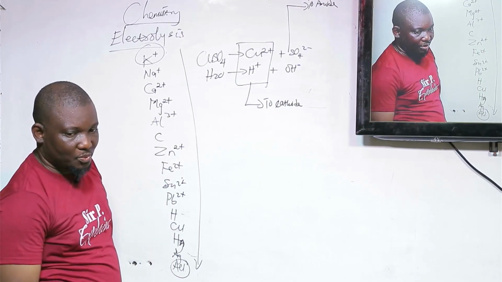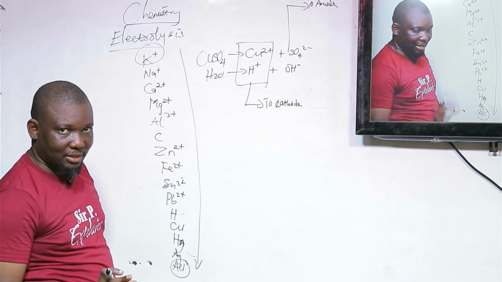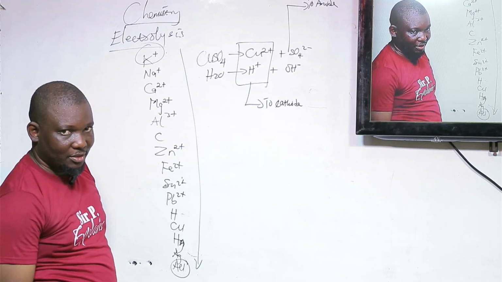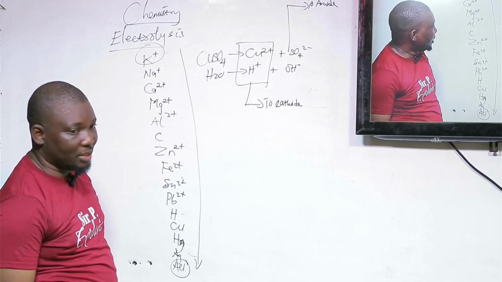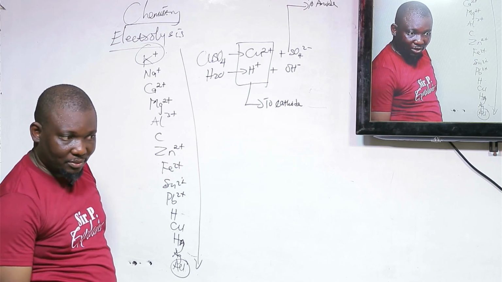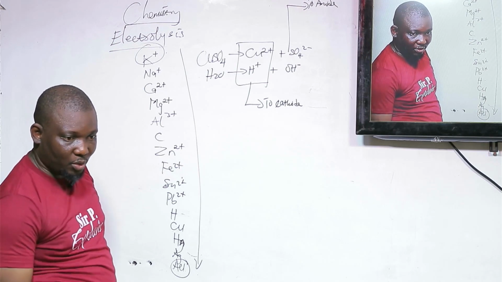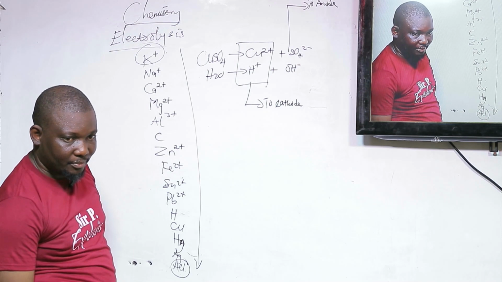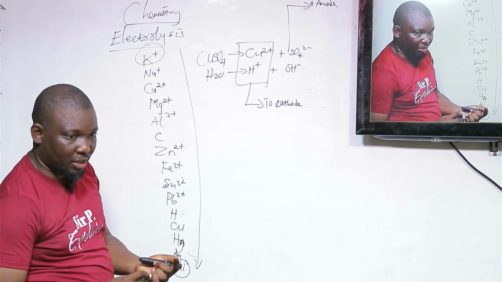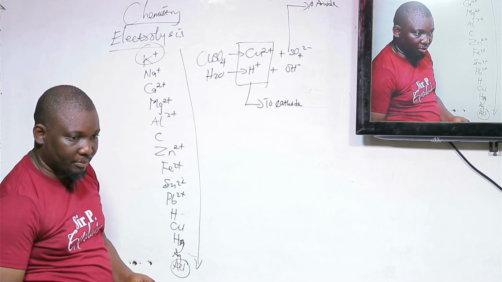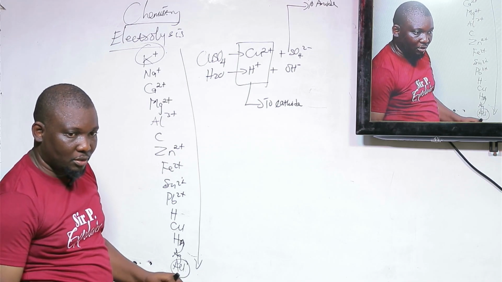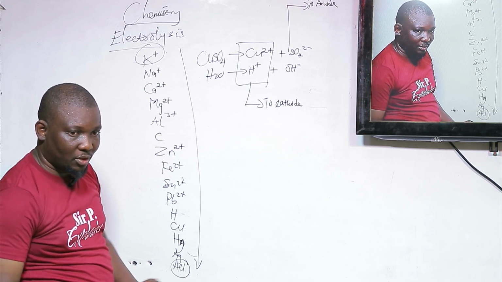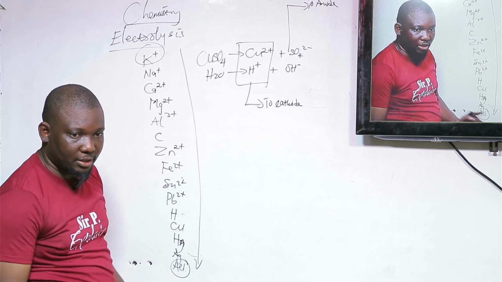time. One is preferentially selected for discharge. So which one is selected for discharge? This is one of the factors now, which is the position of the ion. So which one goes in preference to the other? Now, to know which goes in preference to the other, the rule is simple. The lower the cation or the ion, the greater the ease of discharge.